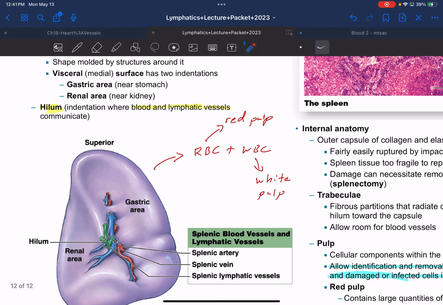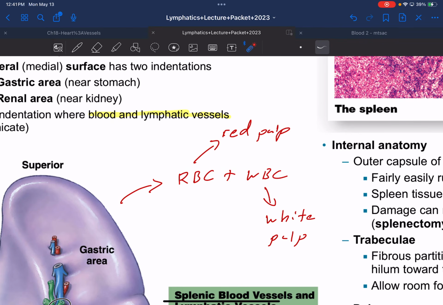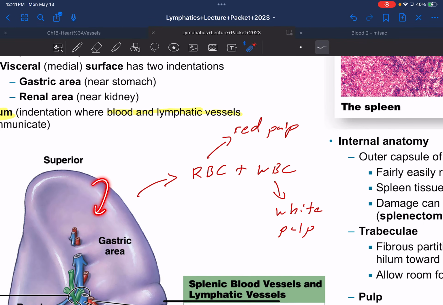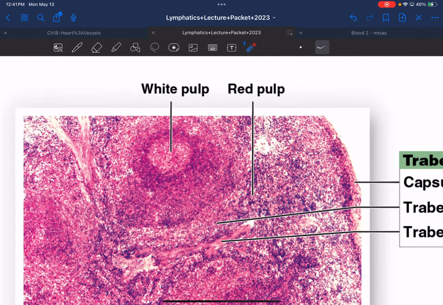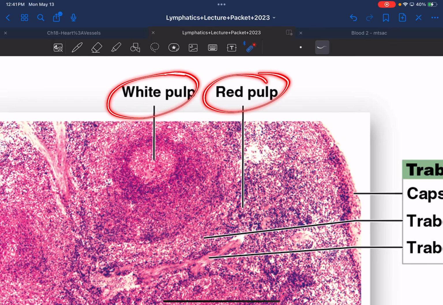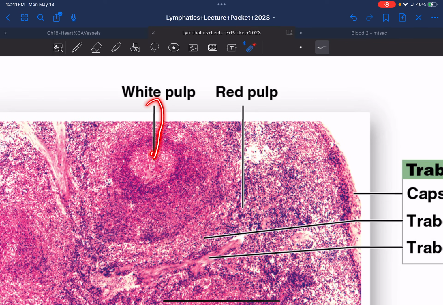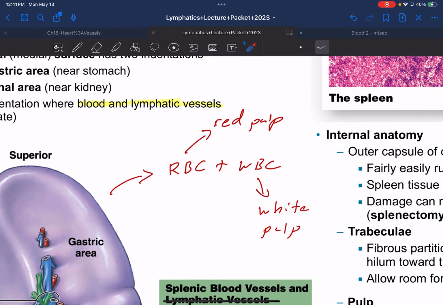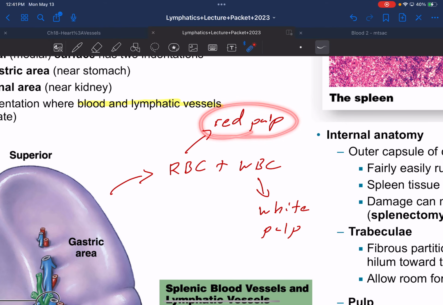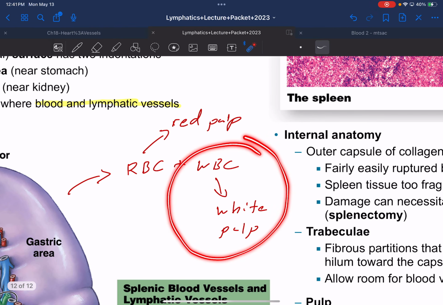What did it say? Red pulp? Yes, and then so here, when you look at the inside of this organ and you look at, say, this image, you'll see the word red pulp and white pulp. On a microscope, you would see that these white pulp contain lymphocytes, these red pulp contain red blood cells. And so red blood cells, red pulp, white blood cells, white pulp.